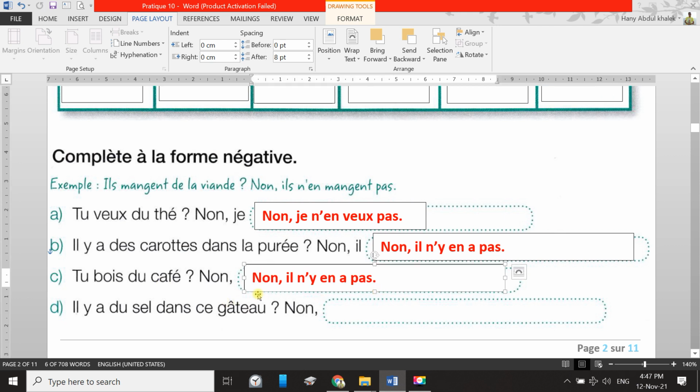Tu bois du café? Non, je n'en bois pas. Je n'en bois pas. Okay, here we cancelled bois. We put ne before it and after it pas. Du café became in the negative form de café, and the de café will be replaced with en before the verb.